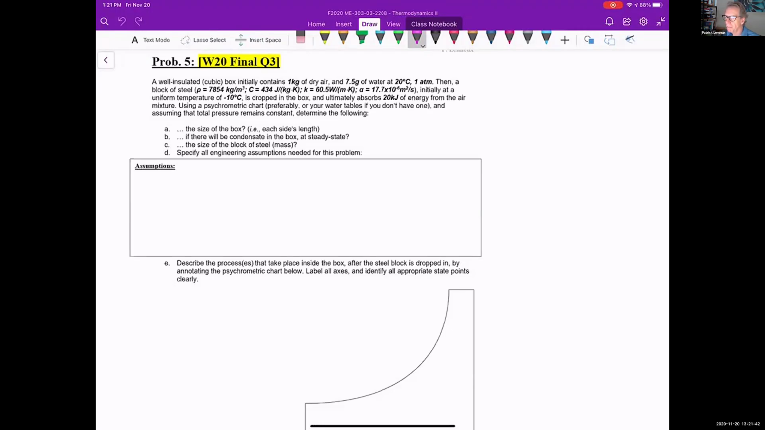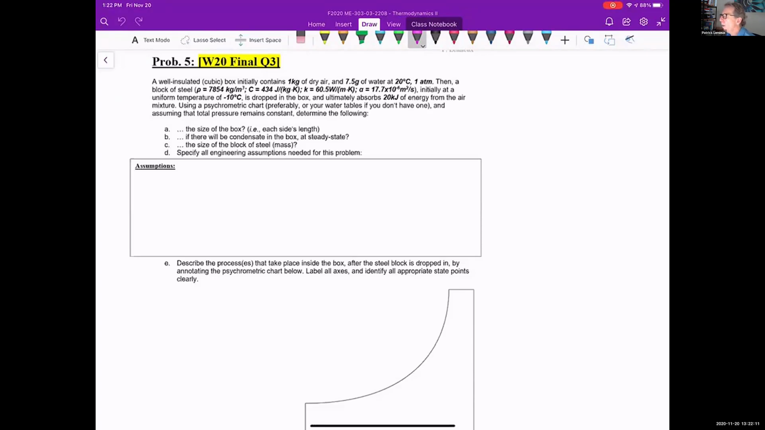That's always important. So I've got this box of moist air in there, and I'm telling you exactly the mass of the air and the mass of the water. Kind of convenient, 1 kilogram of air, because the humidity ratio on the psych chart goes by kilograms of dry air. So now my humidity ratio is just the actual mass of water in there. That's kind of nice. So 7.5 grams of water per kilogram of dry air is my initial humidity ratio.